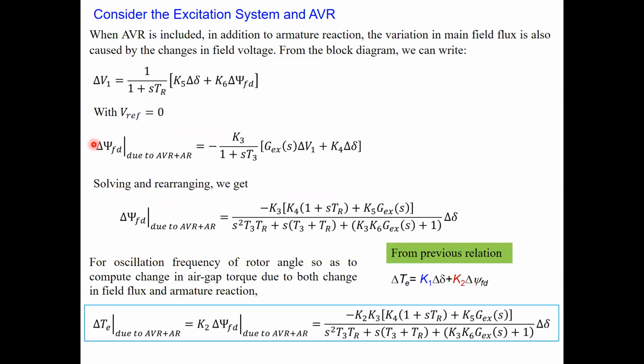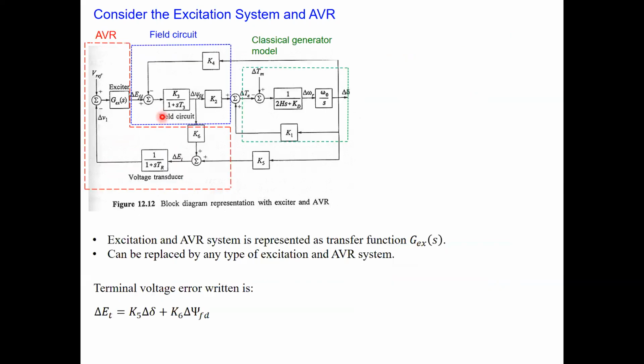Now let us understand what will be the change in the field flux when you have AVR and the armature reaction included. So this is the change in the field flux when you have AVR, plus the change in the field flux due to K4 feedback here.